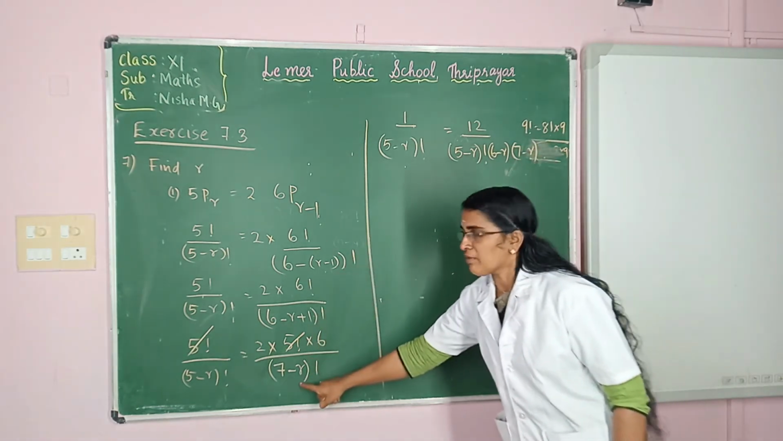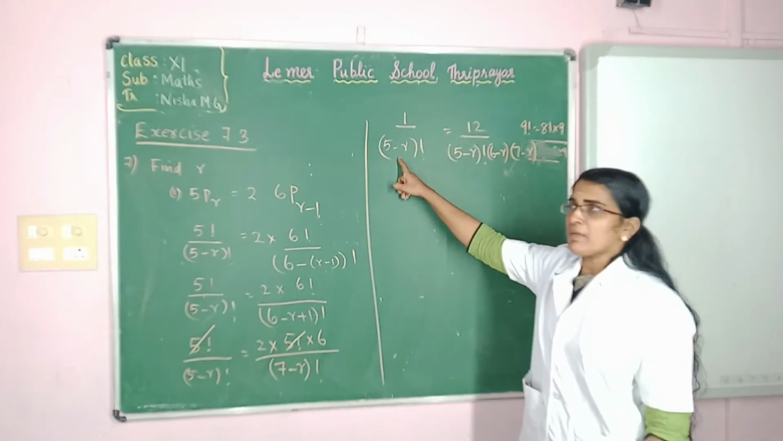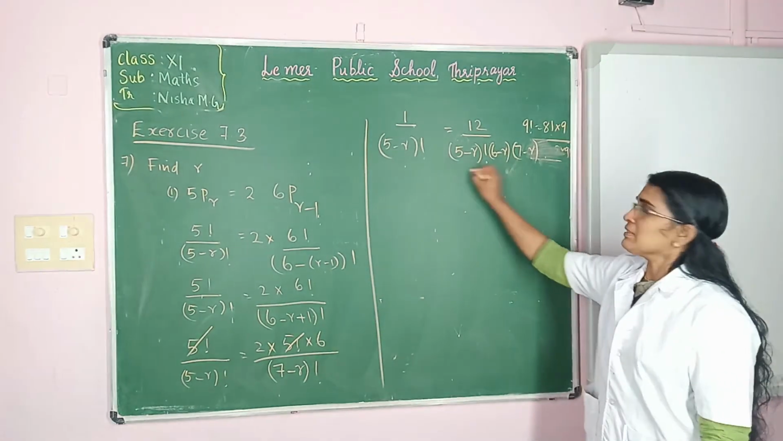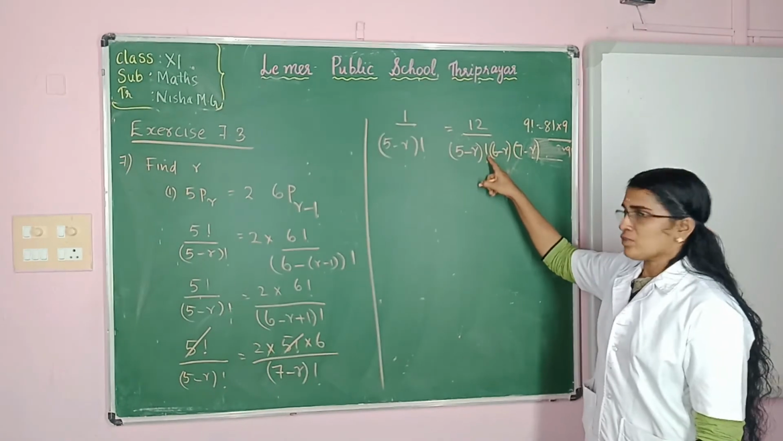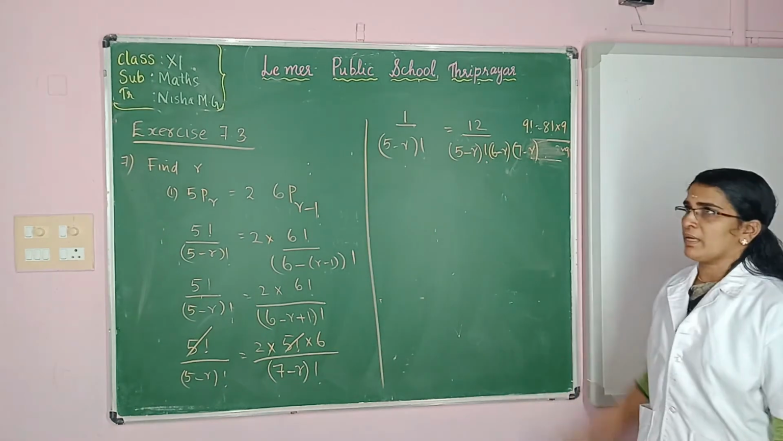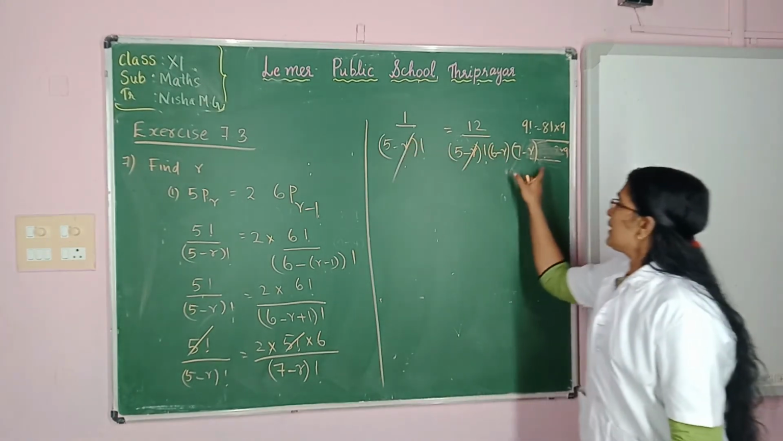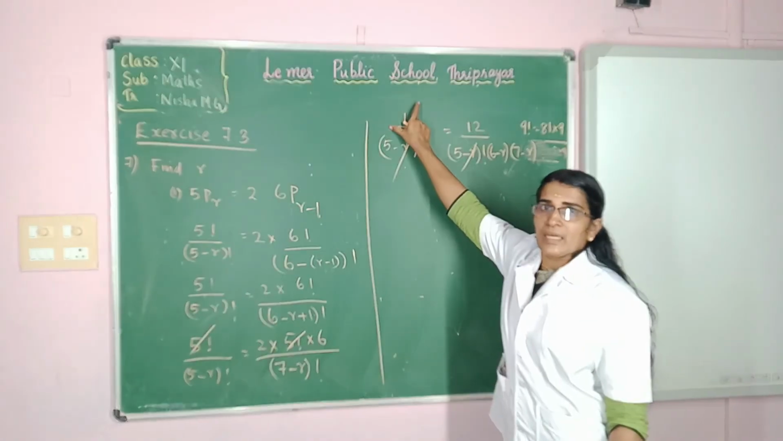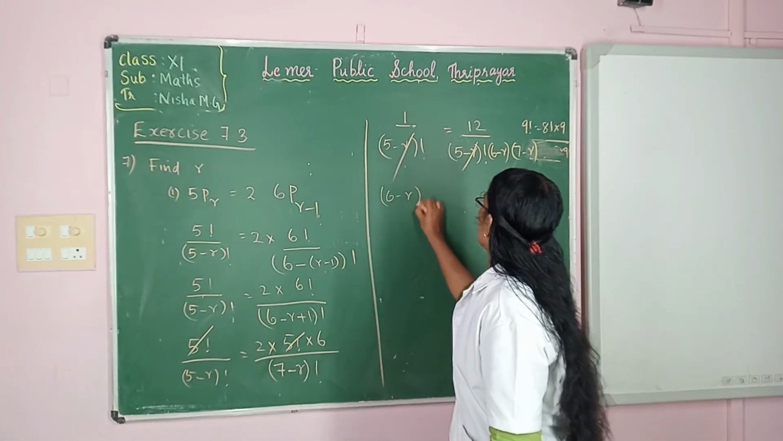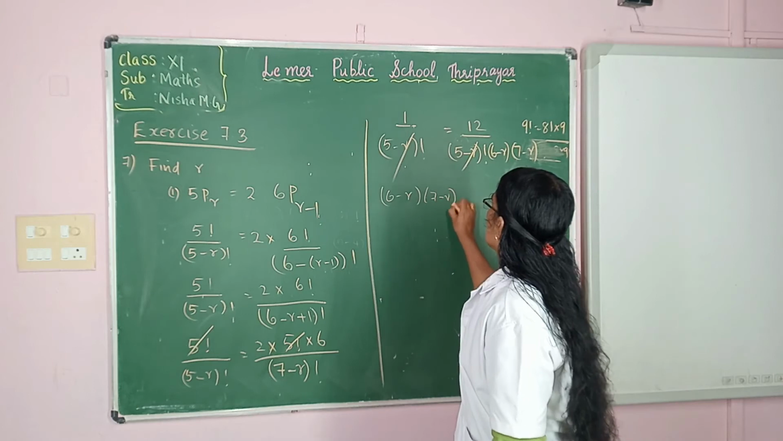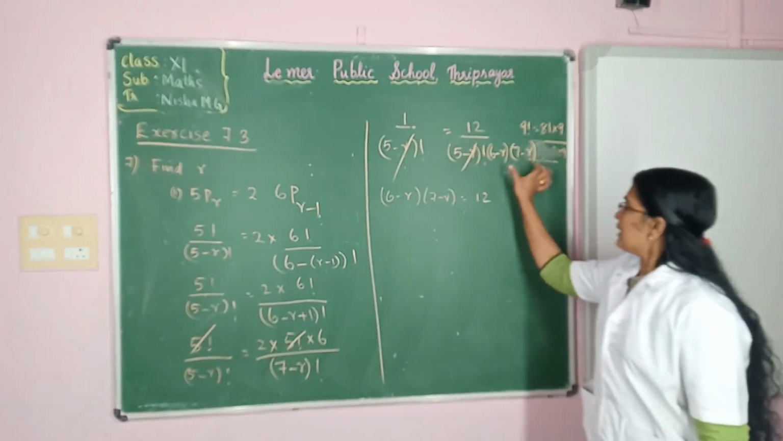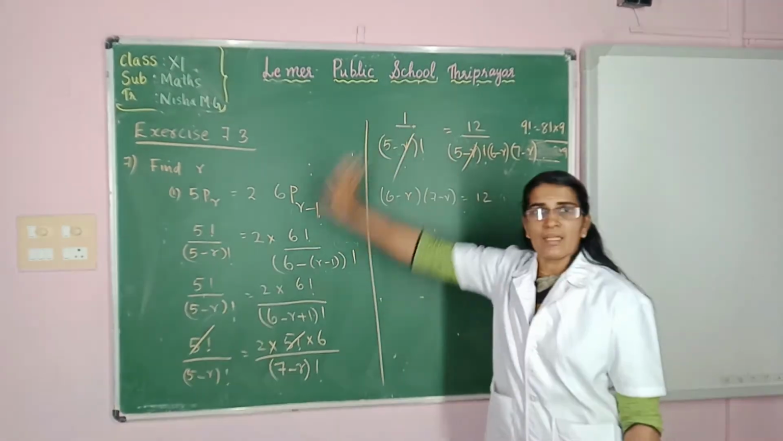So (7 minus r) factorial. To cancel this (5 minus r) factorial on both sides, we have to expand in this way. (5 minus r) factorial into the remaining two terms, (6 minus r) into (7 minus r). Now this can be cancelled. Take these two terms to the left side. So (6 minus r) into (7 minus r) is equal to 12. Is it clear, children? Same terms cancel.